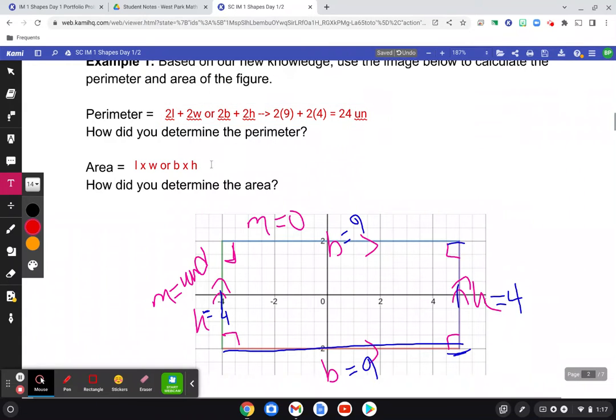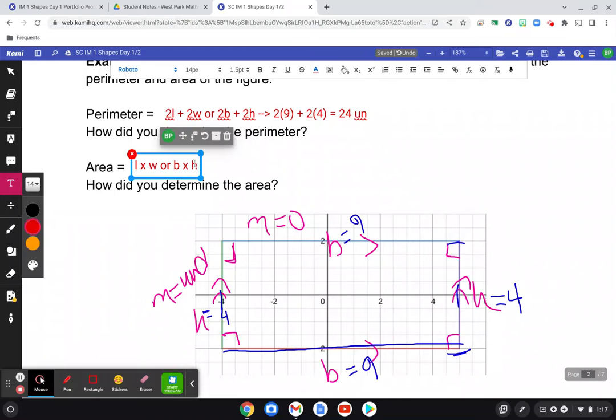Now, we do the same thing with area. What that is going to look like is 9 times 4, and that is going to equal 36, not units, but square units. Square units. When we're talking about area, we're talking about square units here.